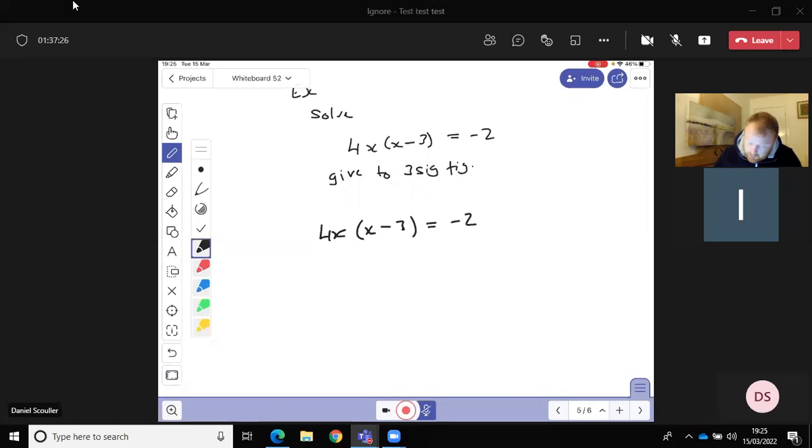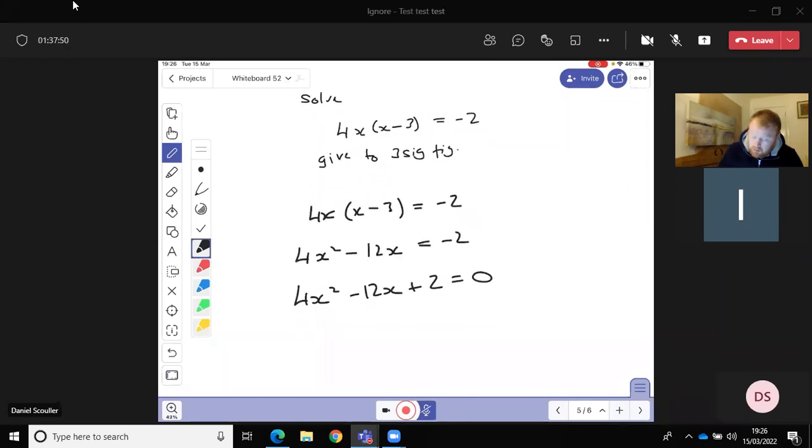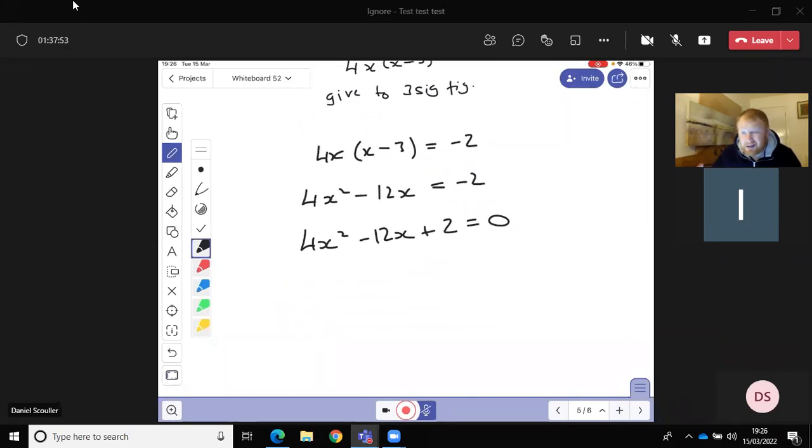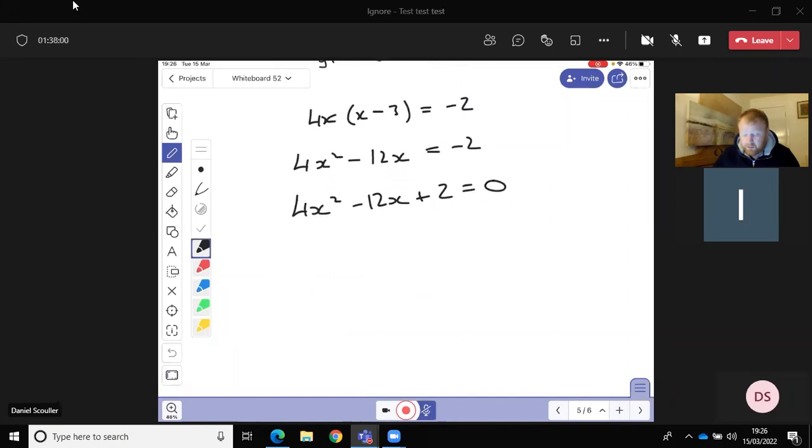Okay, and then expand it. So multiplying the first 2 terms, 4x squared minus 4x times -3 is -12x, and that's equal to -2. At this point, bring -2 over, change side, change sign. Okay, 4x squared, and now it's in a setup that's familiar to us.